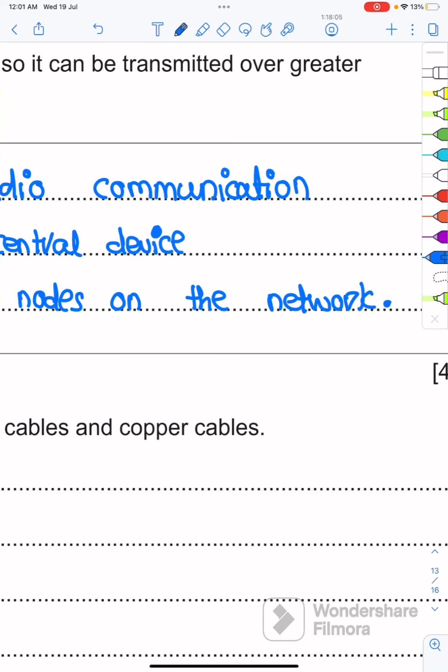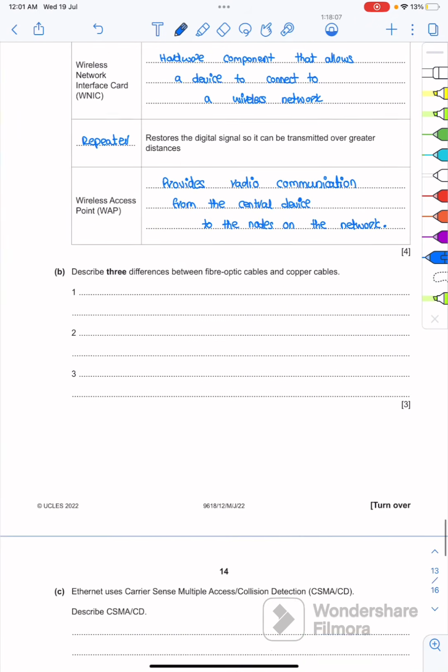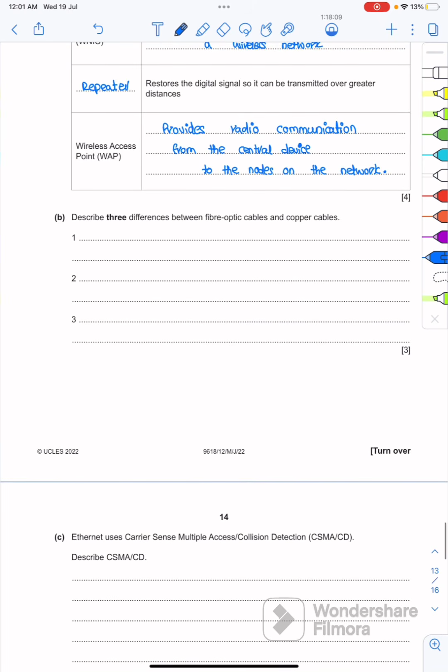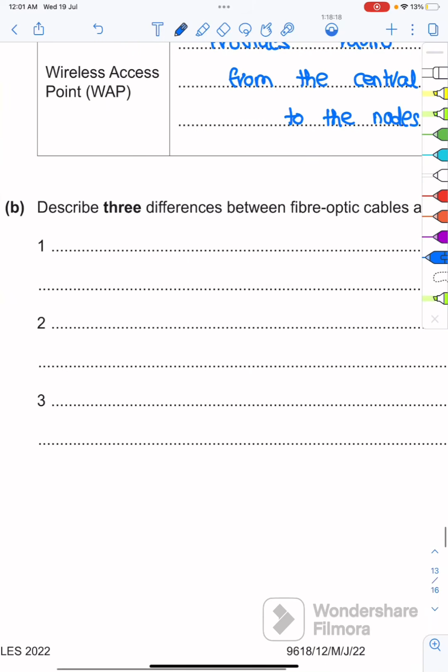Right. Describe 3 differences between fiber optic and copper cables. So 3 differences, 3 marks. You don't have to be very lengthy with your descriptions. The easiest one is fiber optics offer greater bandwidth.